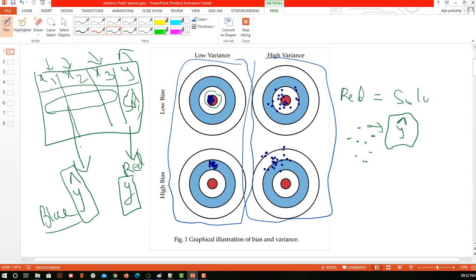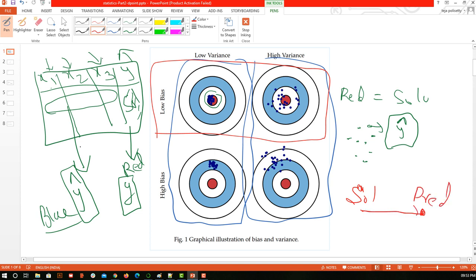For bias, let me take orange. Okay, so for bias we see the first row. This row is bias. Bias says that it is the distance between the actual solution and the point that we are focusing on at the moment. So it is simply like this is our solution point, but we are here. This is my predicted thing. So my distance from the solution is this.